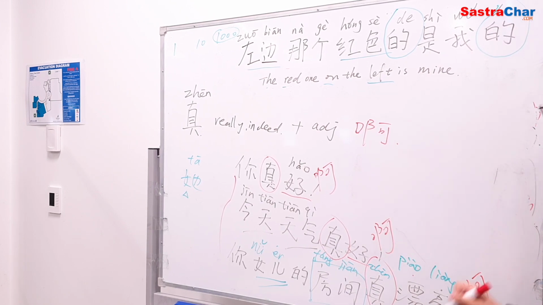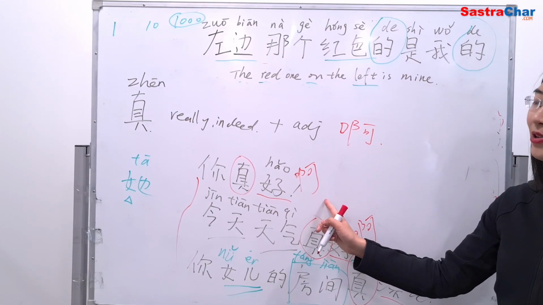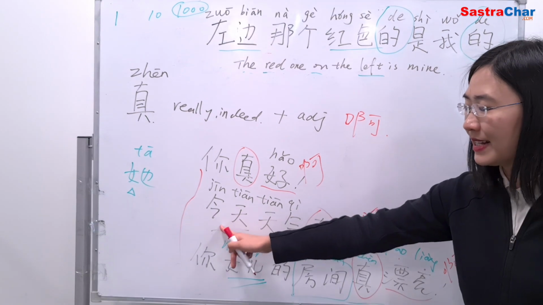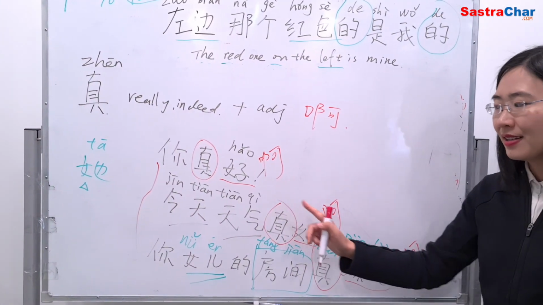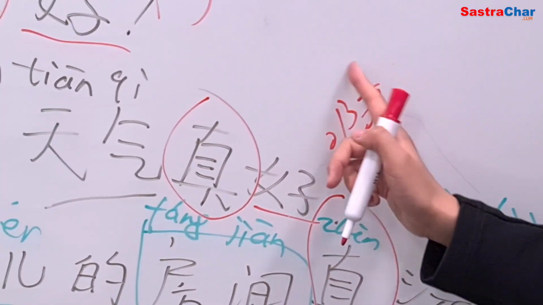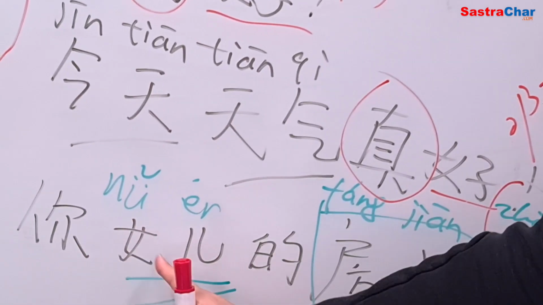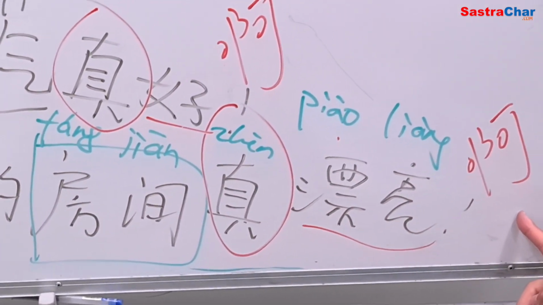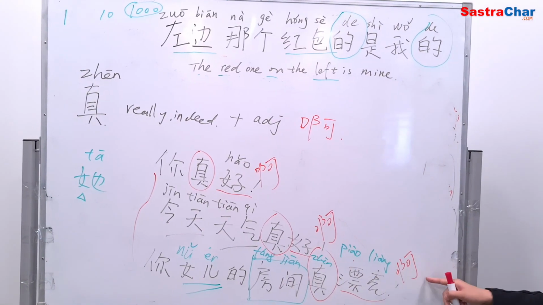Okay, so let's read with the 你真好啊. Oh, you are really good. You're a really good person. Next. 今天天气真好啊. Today's weather really good. And yeah, indicates exclamation. 你女儿的房间真漂亮啊. Your daughter's room really beautiful.